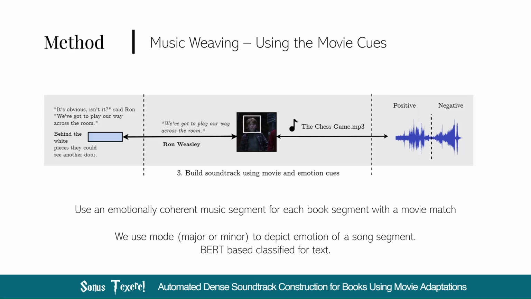Now, note that we also use emotion-based retrieval in the event that we have no narrative cue. Say, for example, a book segment isn't really visualized in the movie at all, which is possible for many adaptations. In that event, we fall back to emotion-based retrieval in line with prior work.